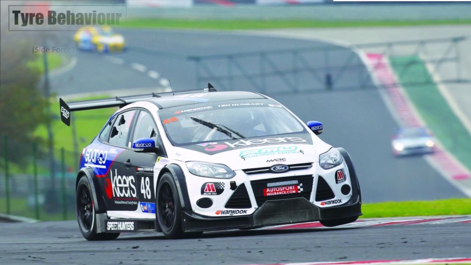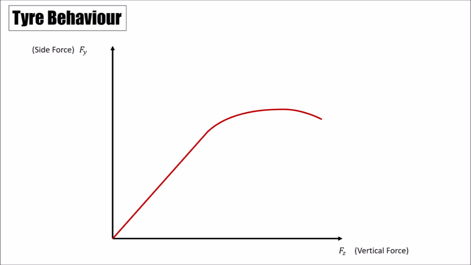First of all, we have to take a look at tire behavior. This diagram shows the side force a tire can offer for a certain vertical force. In the early stages, the relationship is a straight line, which basically means if I double the vertical force, I will get double the side force.